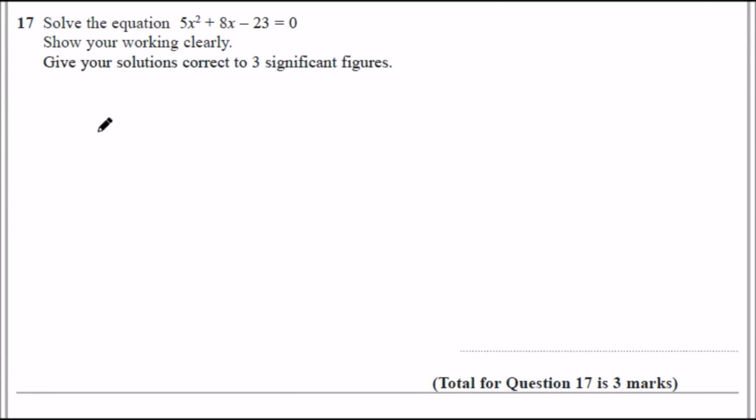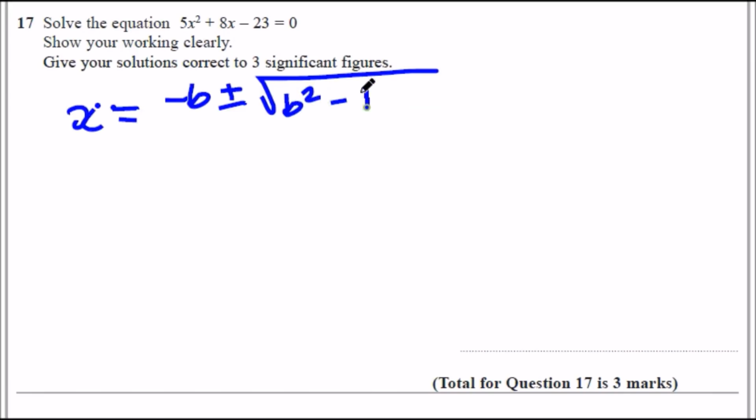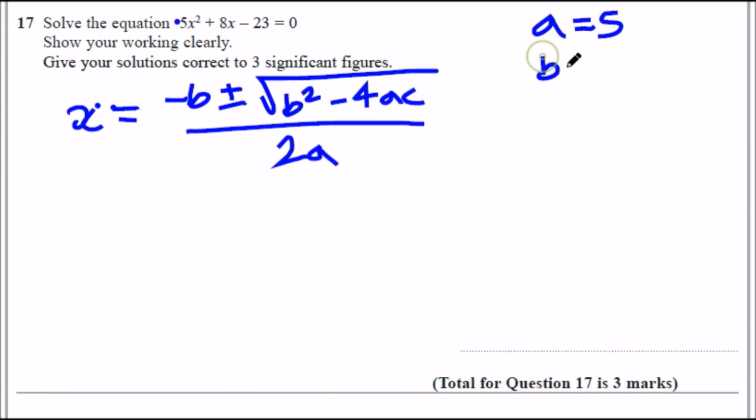Just a reminder, the formula is x equals minus b plus minus the square root of b squared minus 4ac, all over 2a. And just know what the values are. Remember, 5x squared. These figures here represent a, b, c respectively. So a here is 5, b here is 8, looking at the equation, and c is negative 23. So just plug it back in.